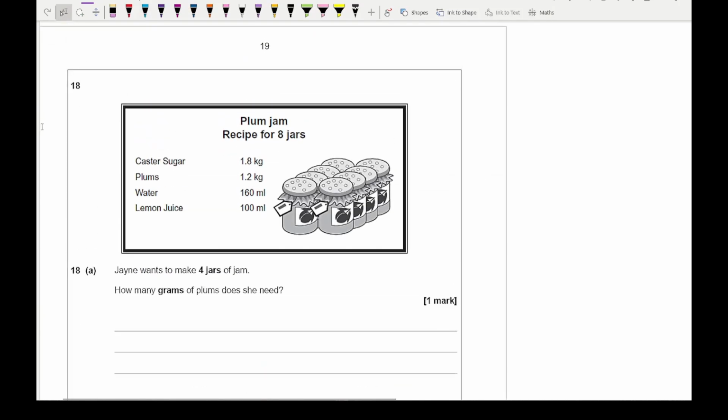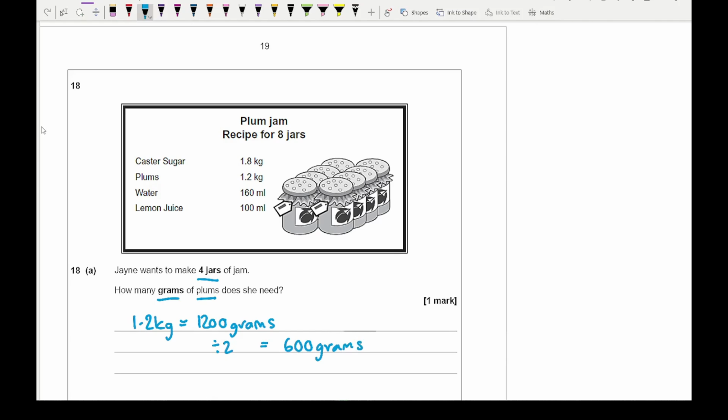Moving on to question 18, it says that Jane wants to make 4 jars of jam. How many grams of plums does she need? So for this, we can see that the recipe is for 8 jars and Jane wants to make 4 jars. So we just need to divide the ingredients by 2. So we're just looking at the plums, which is 1.2, and want the units in grams. So it's going to be, well, 1.2 kilograms is equal to 1200 grams. And then we just need to divide that by 2, which gives us an answer of 600 grams.